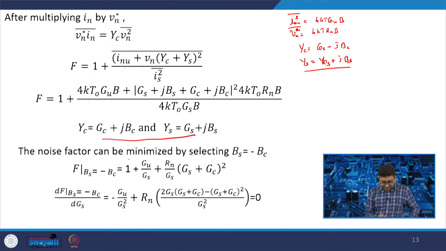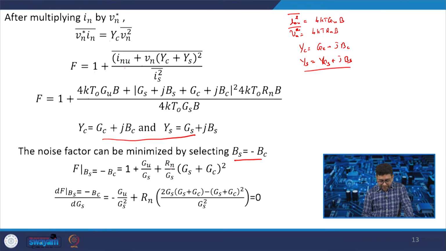So the noise factor here: if we want to reduce the noise factor, because ultimately our aim is to design a low noise amplifier, how can we reduce the noise? One of the parameters, if we choose Bs equal to minus Bc in this equation, the noise factor is reduced in terms of conductance G and resistance R.